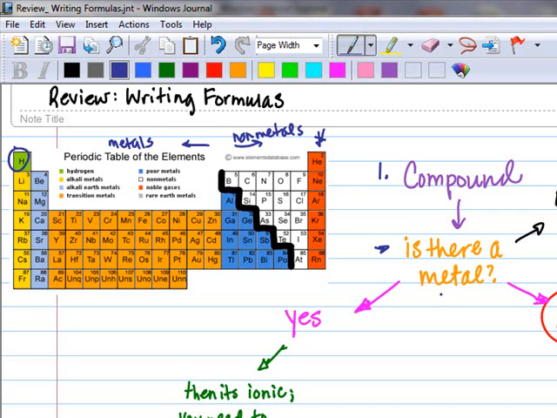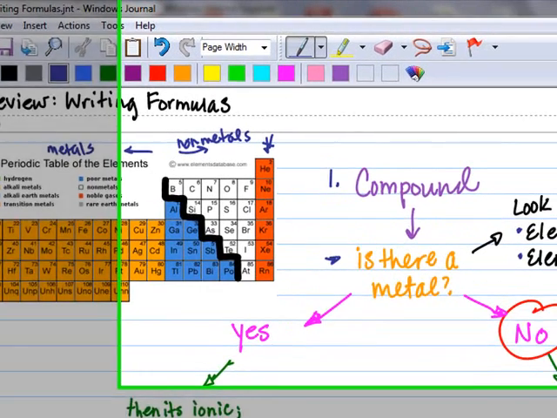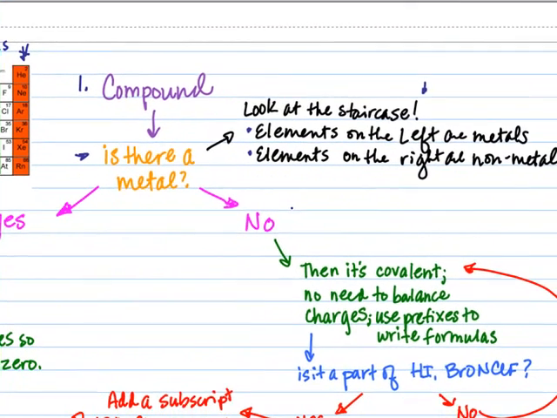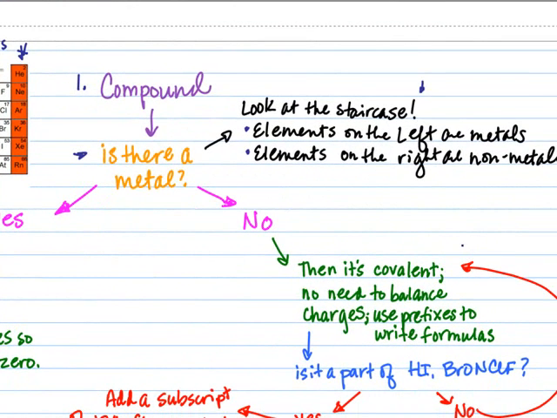If there's a metal in the compound, follow the arrow to the yes. That means that the compound is ionic. You need to balance the charges so that the net charge, or the total charge on the compound, is 0. But let's look at what happens if your answer to the question about metals is no. If you do not have a metal, that means that the compound you're working with is covalent. You do not need to balance the charges. All you need to do is use prefixes to write the formulas.